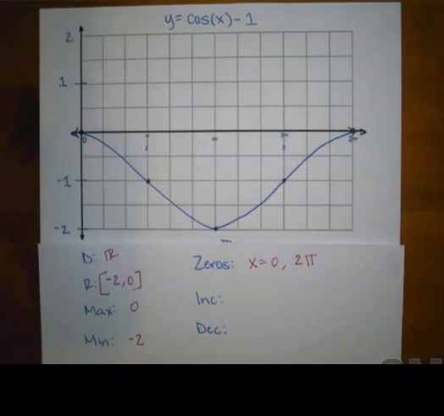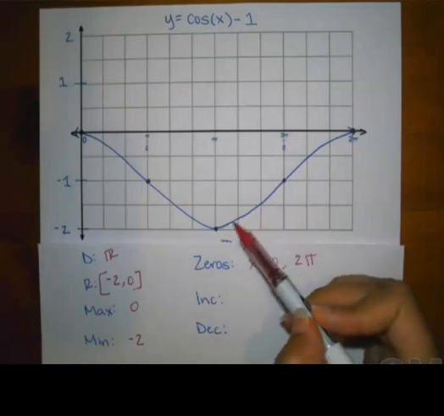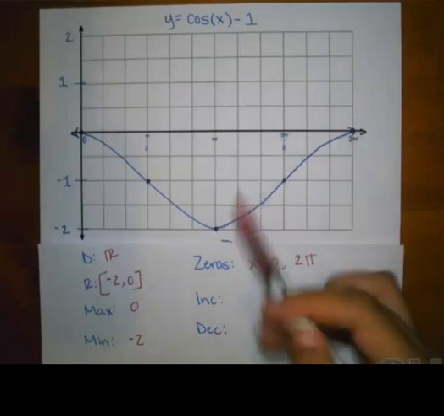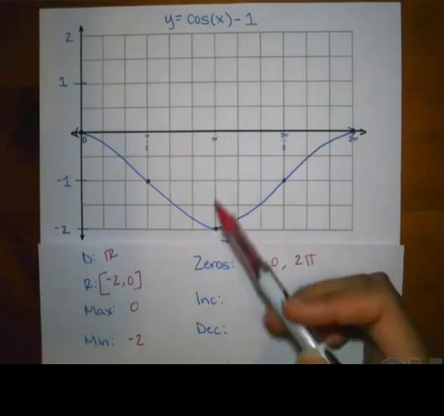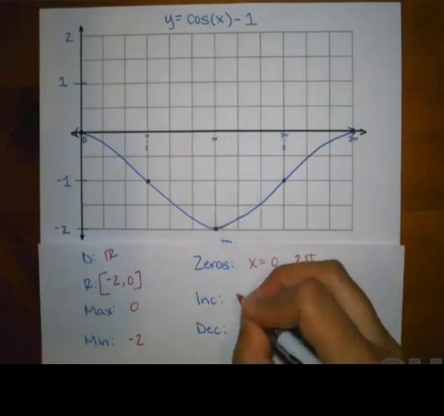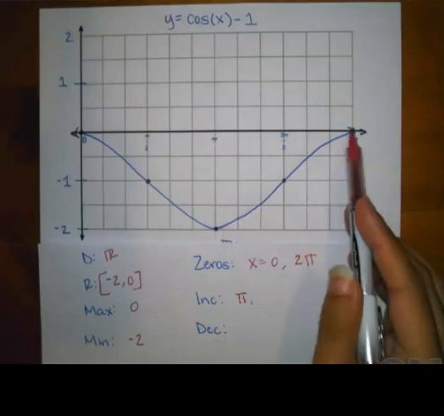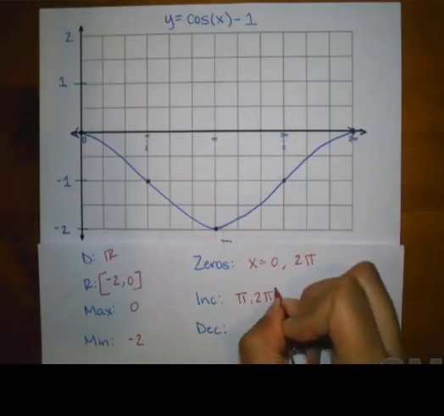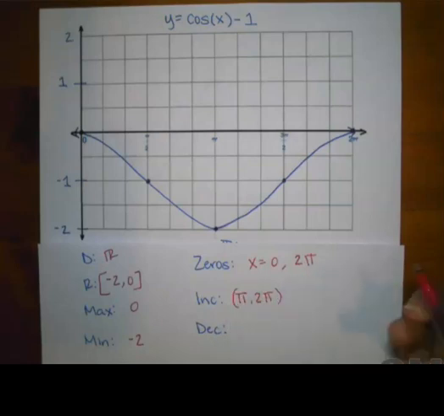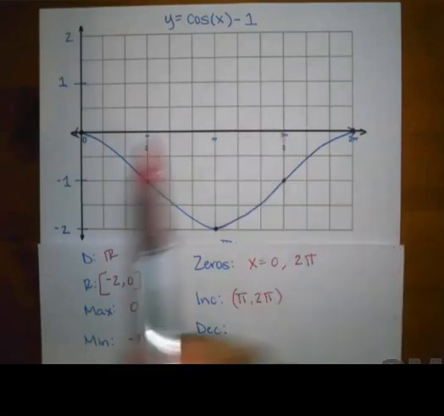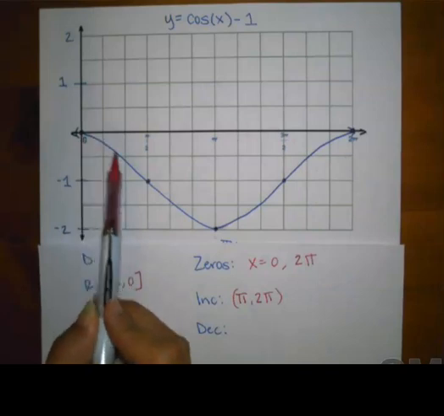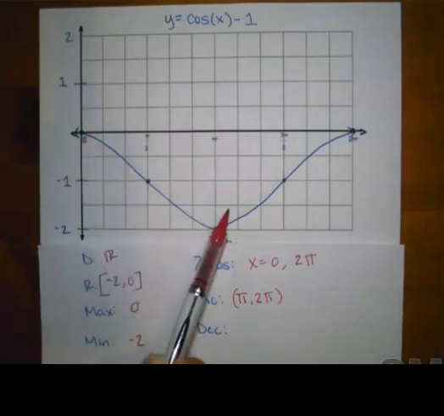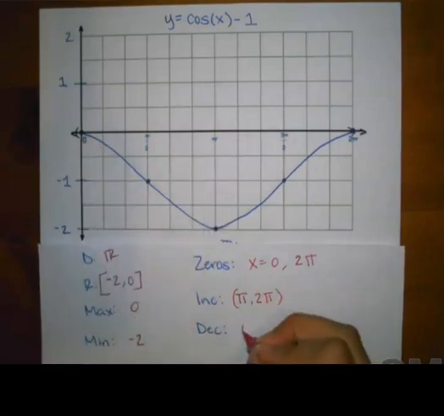We see this graph increasing. It goes up right here. That increase starts at pi. And it starts turning back to go the other way at 2 pi. Decreasing, it starts decreasing at 0 and starts turning around again at pi. Decreasing from 0 to pi.